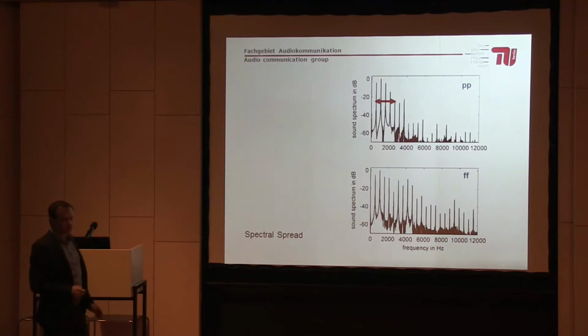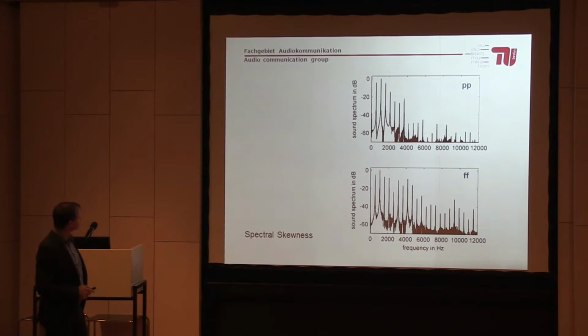So if you would calculate a standard deviation around the spectral centroid as the center of gravity of the distribution, it would be quite narrow for pianissimo, and it would be much wider. So the spectral centroid moves from the third partial to the fifth partial, and the standard deviation gets larger. That's what the spectral spread tells us.